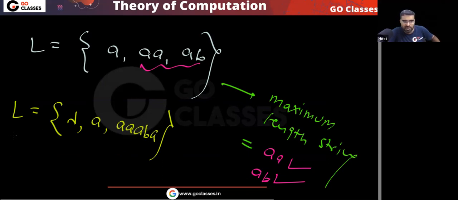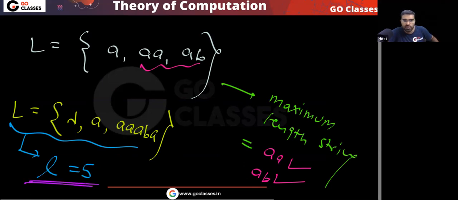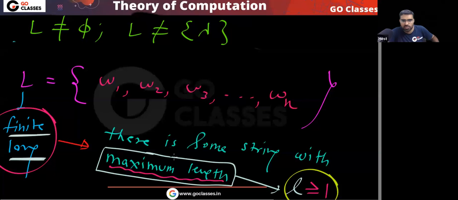Here, what is the maximum length string in this language? In this language, what is your L? Your L is equal to 5. Here the L is equal to 5. Yes or no? Is this point clear? So this is what I'm saying.